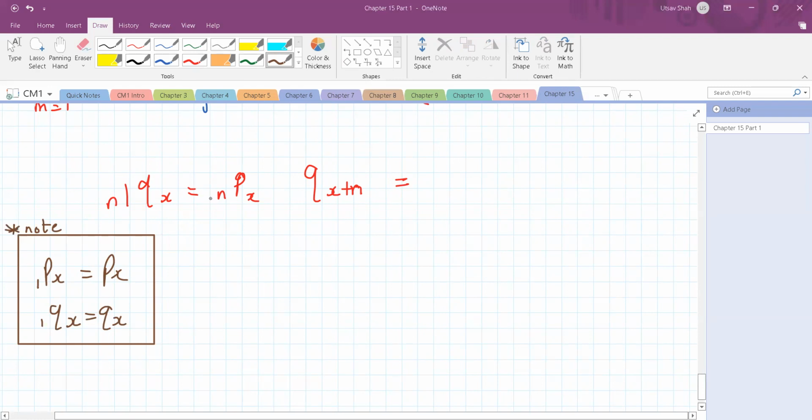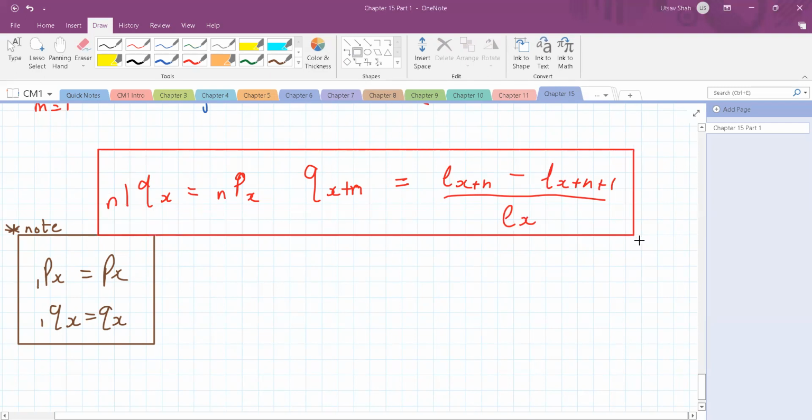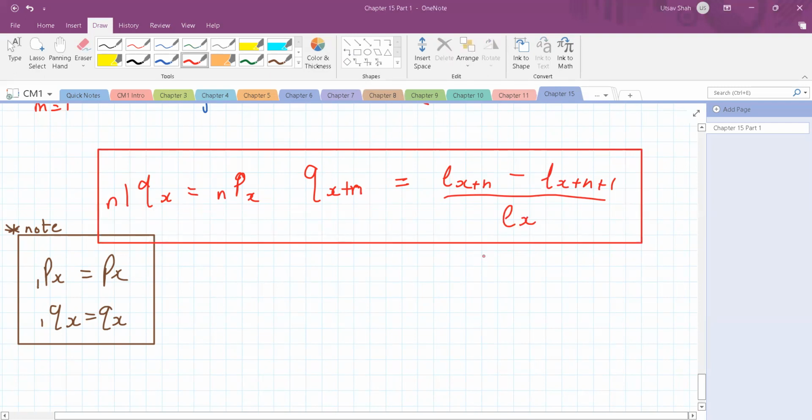All right. So what will be the formula for this n deferred qx? It will be npx into qx plus n, which if we write in those lx terms, will become lx plus n minus lx plus n plus 1, the people who died between these two ages, upon lx. Simply, everywhere I've just replaced m with 1 because that's all there is. There is nothing complicated in this.